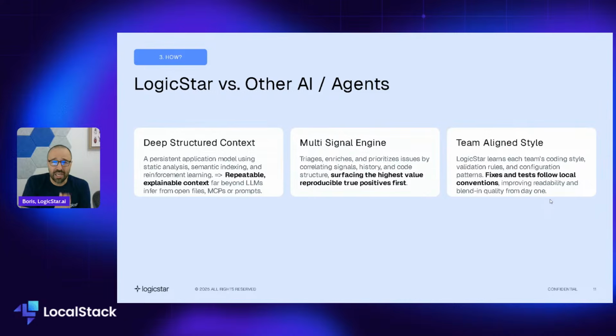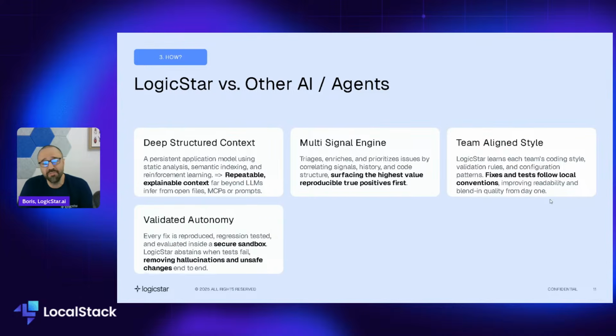Everything is aligned with the style of the team, so we have this continuous engine at the end that fixes and tests local conventions, pre-commit checks, specific linters, etc. Pretty much the style that your team is used to. So the pull request looks and feels like what one of your colleagues would have done.